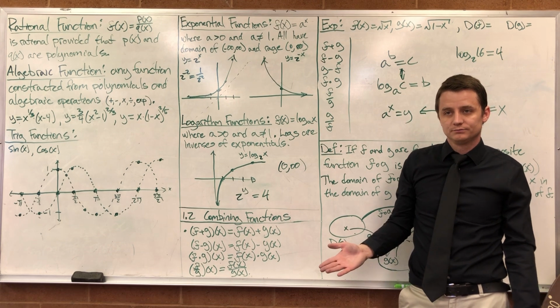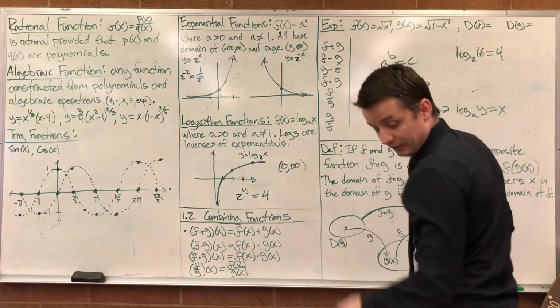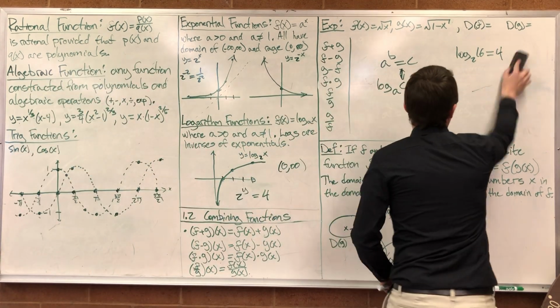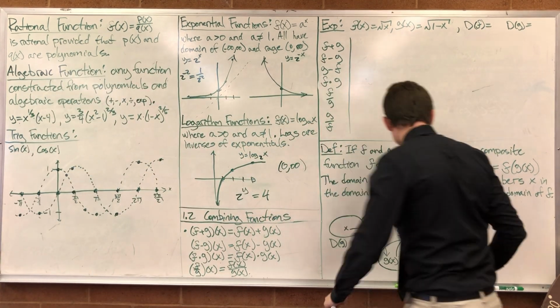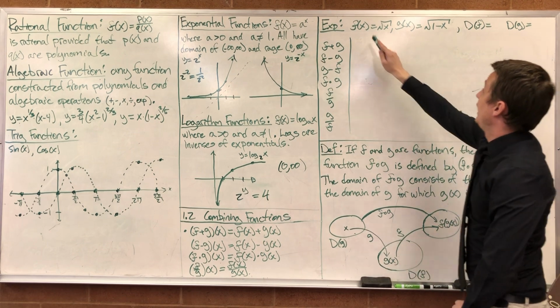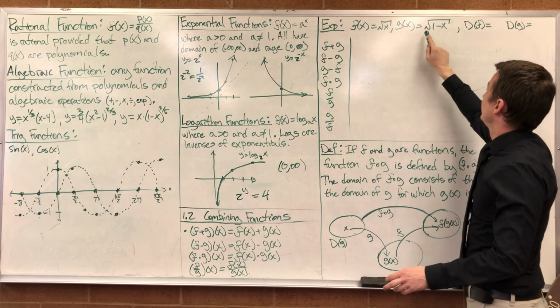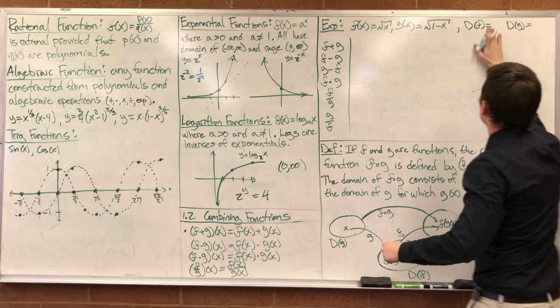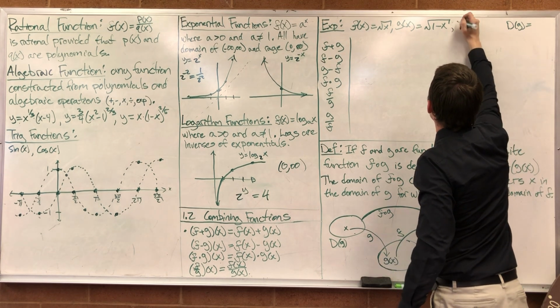Make sense? Okay. So let's do a quick table playing with some of these to get a feel for how they work. So we'll say f of x is equal to the square root of x, g of x is equal to the square root of 1 minus x. Really quick, what's the domain of f?